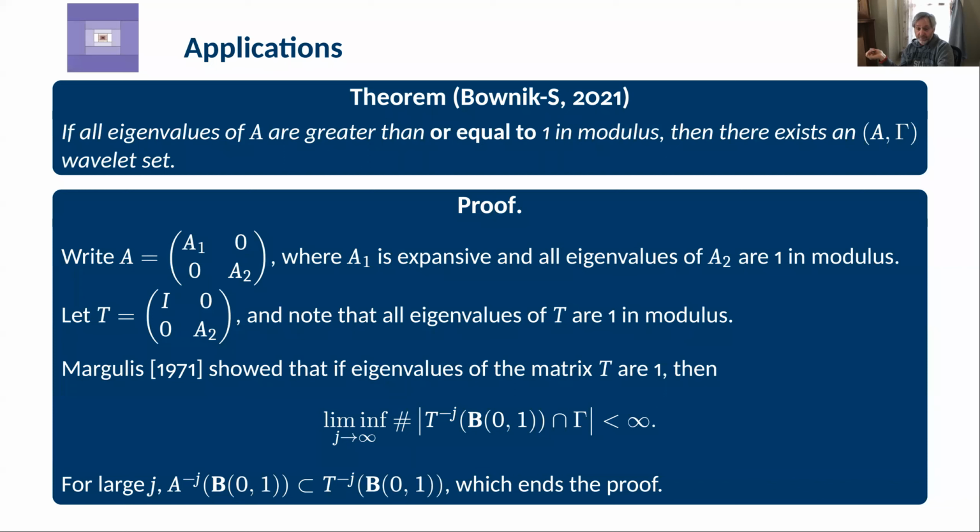If it works for T, that is, the limit is less than infinity, then of course it's also true for A, because A1 is expansive, so A1 inverse is contractive. That part is going to be smaller than just using the identity there, so it's going to shrink that part as opposed to the identity. So if it's true for T, it's also true for A.